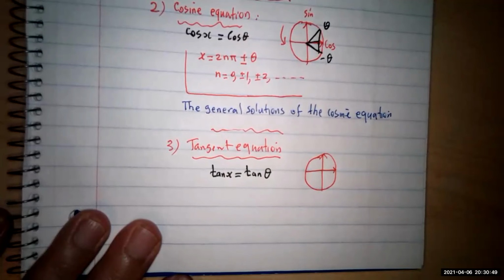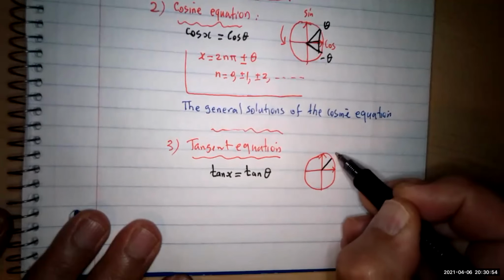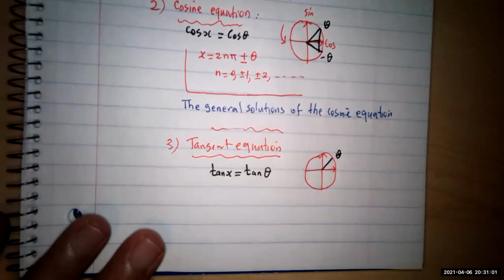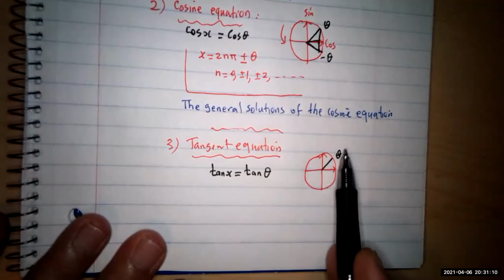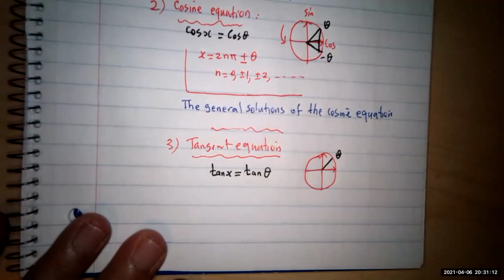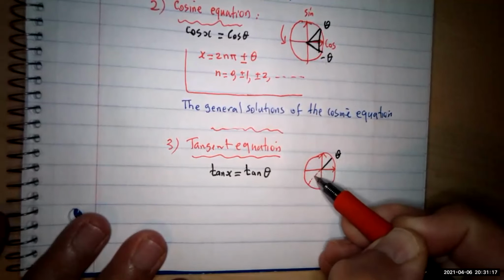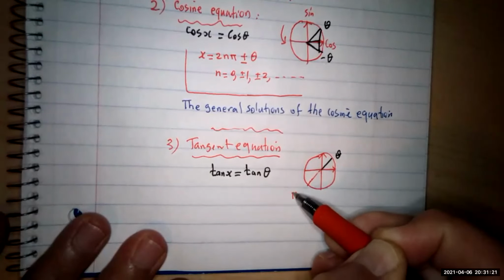So your first solution is going to be in the first quadrant. Okay, this is going to be your data. You get your first solution. But remember the period of a tangent function? The period of a tangent function was pi, not 2 pi. So the first one is going to be pi. The other one is if you add the pi to it. Because if you add the pi to it, you are going to be here, you see? You are going to be here, and this is going to be the pi plus theta.